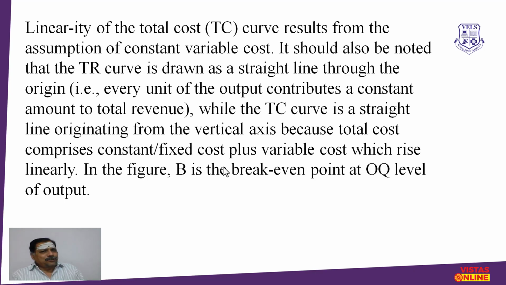It should also be noted that the total revenue curve is drawn as a straight line through the origin. Why is it so? Because it starts from 0. When 50 products are sold, then 50 into price will be the revenue. Likewise for cost, when 50 products are produced, at 3 rupees variable cost, it is 150 rupees variable cost. So it will start from the origin. While the total cost line starts from a point on the vertical axis, because the total cost comprises both fixed cost and variable cost. So in the figure, B is the break-even point at the OQ level of output, as I told earlier.